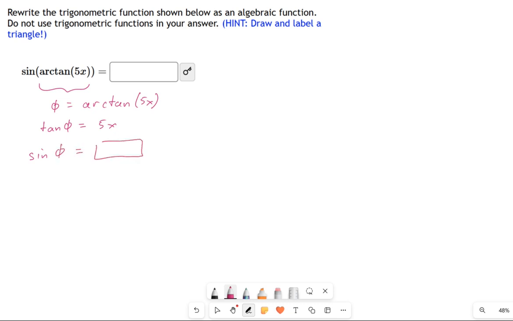Okay, so I'm going to say tangent of phi is 5x. What is sine of phi? And all we have to do to figure this one out, this may look more familiar to you, is imagine a triangle whose tangent is 5x. So I'm going to draw a triangle in quadrant 1. I don't have any reason to suspect a different quadrant for this one. I'm not told that there's any negative signs. So I'm going to say quadrant 1. And there's my opposite over adjacent sides, 5x over 1.